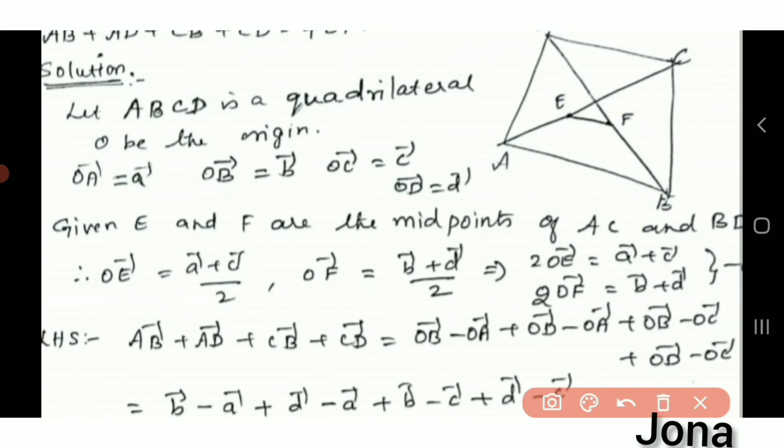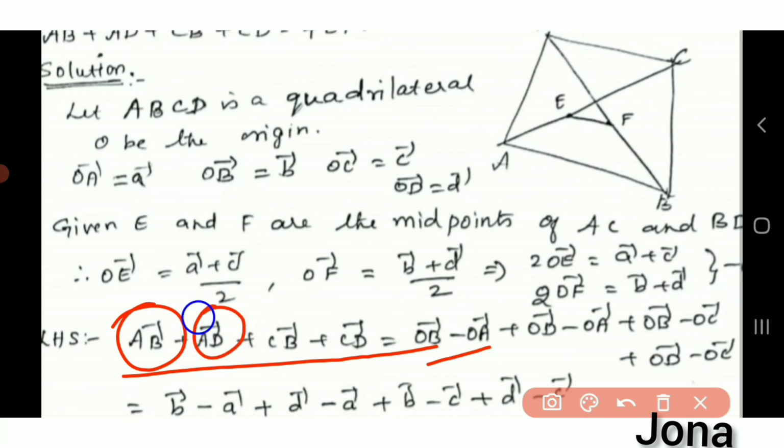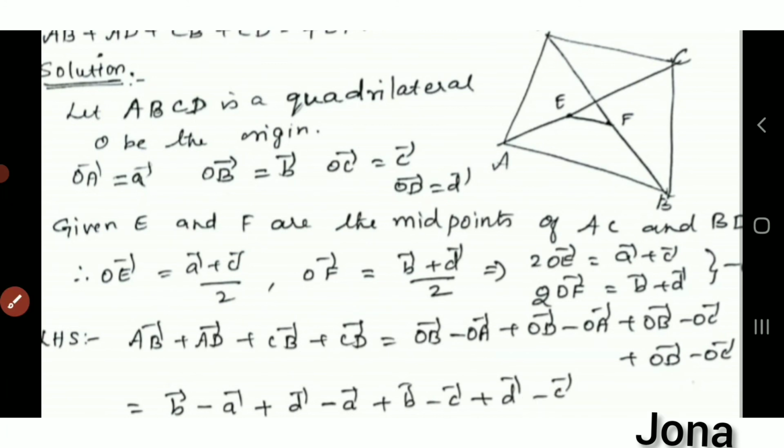Okay. Then we want to write the left hand side of this: AB vector plus AD vector plus CB vector plus CD vector. AB vector is nothing but OB minus OA. AD vector is OD minus OA. CB is OB minus OC and CD is OD minus OC. Then we want to simplify, substitute all the values of OA, OB, OC and OD.